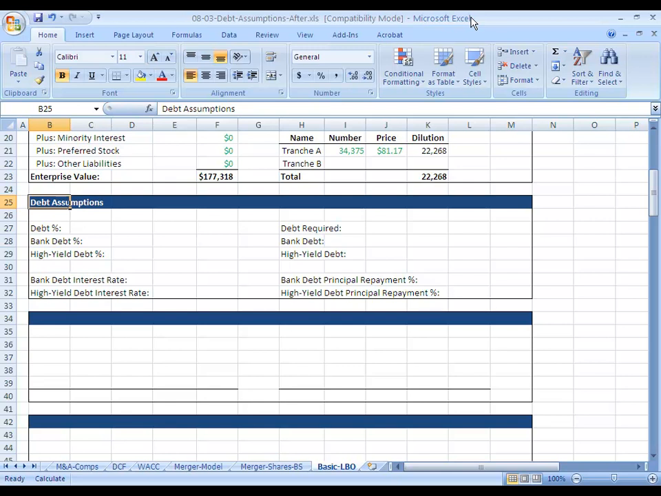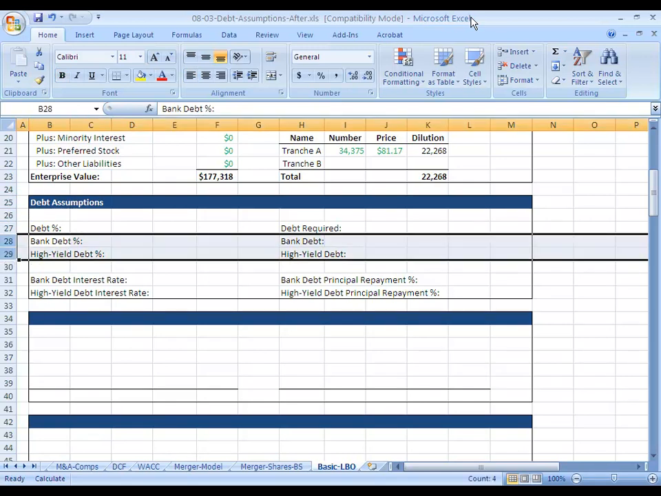The way debt is usually divided is as we've done right here, bank debt and high yield debt. And these are really the two basic categories of debt that you look at in pretty much any type of merger model, any type of financing scenario.